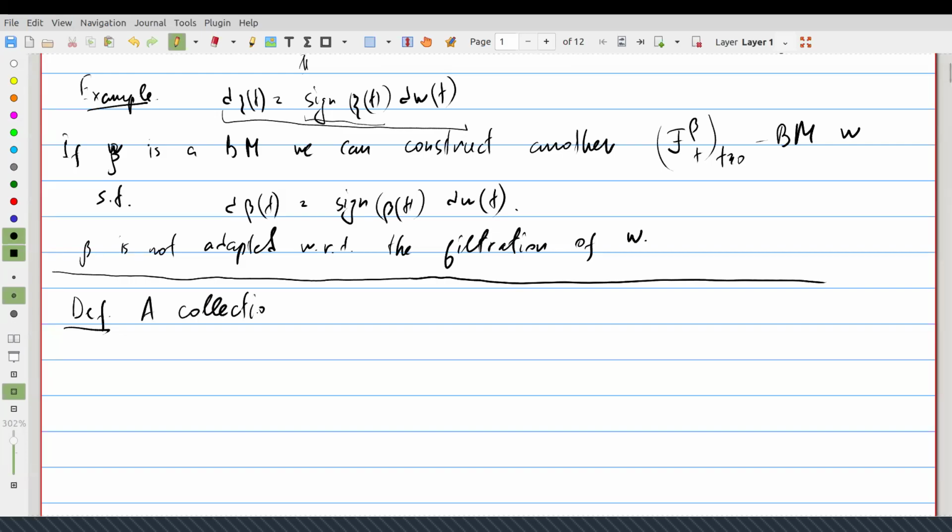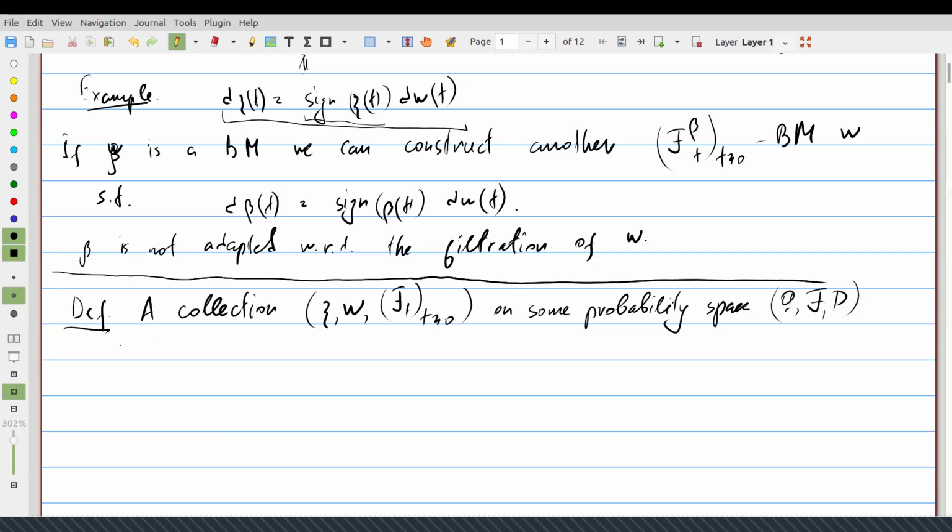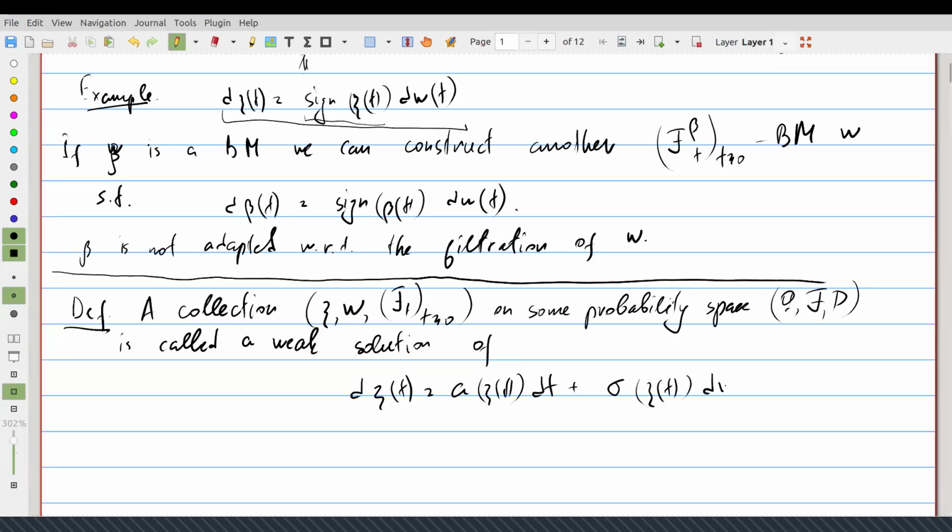A collection psi, W, and a filtration on some probability space (Omega, F, P) is called a weak solution of d psi(t) equals a(psi(t)) dt plus sigma(psi(t)) dW_t. I will consider only the time-independent case. You can add t here. Nothing changes in this definition.